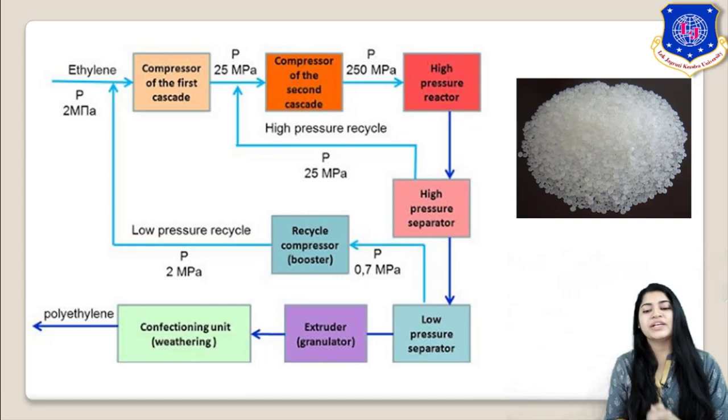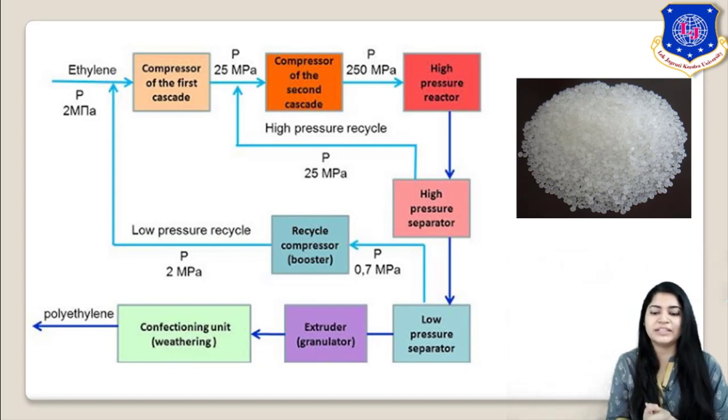Now you are sending your monomer into the reactor. Here your catalyst is also added. In the high pressure reactor you get your polymerized product, that is your polythene. Then it is sent to the high pressure separator. In the high pressure separator the unreacted monomer is recycled back. This operates at 25 megapascal. From there it goes to the low pressure separator, where further separation of unreacted monomer is done. The low pressure separator operates at up to 2 megapascal.